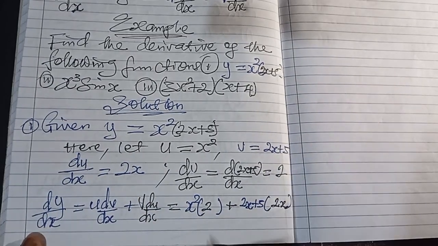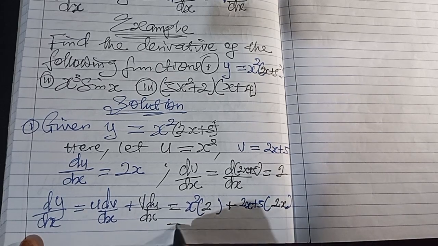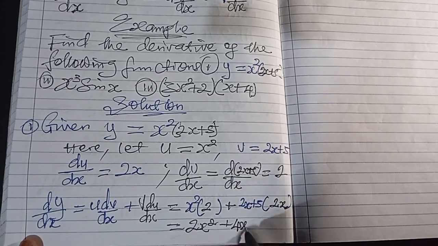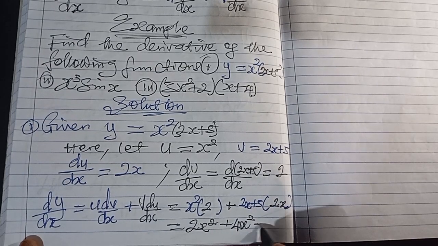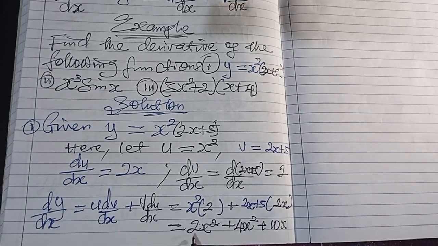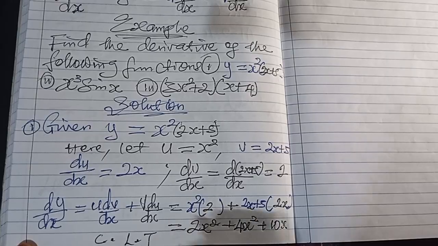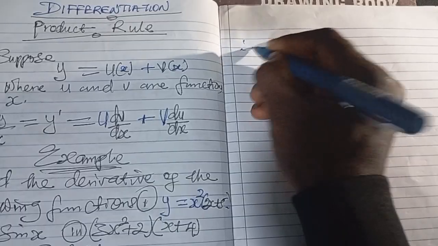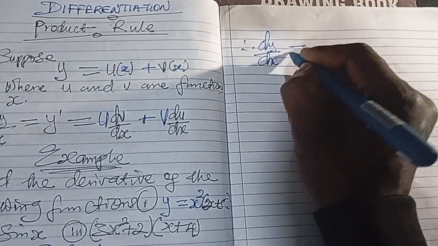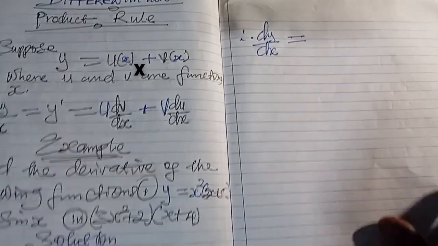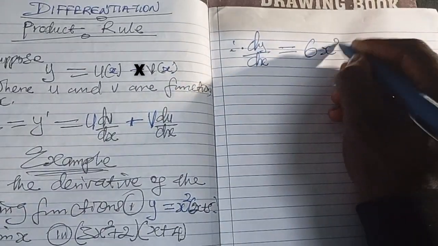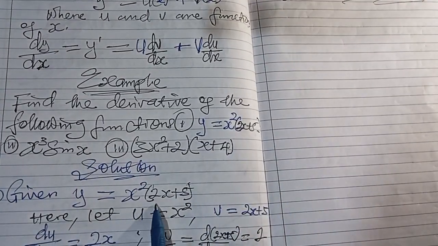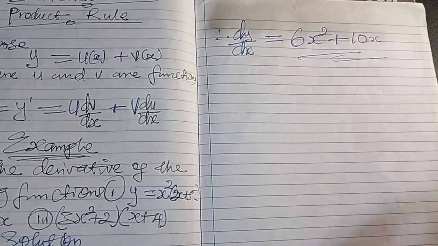So we have 2x. Now expand this. This will be 2x squared plus 2x times 2x, that is 4x squared. 5 multiplied by 2x, you have plus 10x. Okay, now collect like terms. We now have, therefore, dy dx will be equal to 2x squared plus 4x squared, you have 6x squared plus 10x. Okay, so the derivative of this function is 6x squared plus 10x.